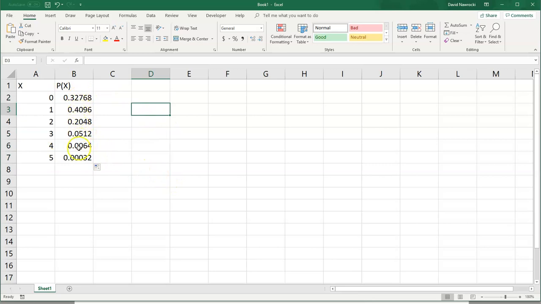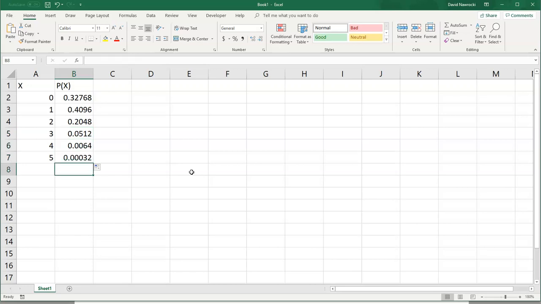So each of these numbers represents the probability of getting X successes. So for example, this number right here is the probability that on any given day, 3 of the 5 flights are late. So that would be about a 5% chance of occurrence.